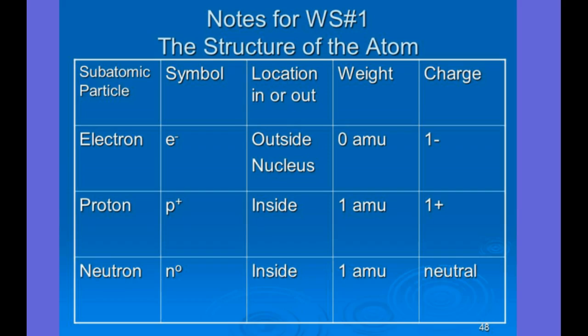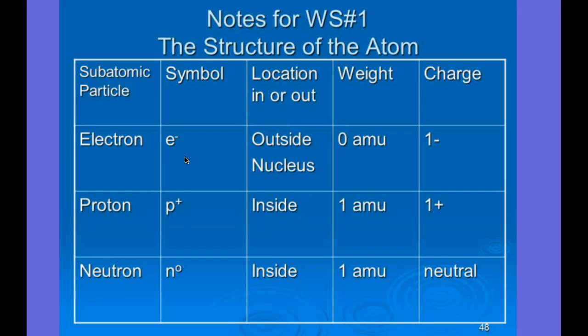They're a little quirky. So what I might ask you on a test is, do you know what the symbol for an electron, proton, or neutron is? So e, e minus, p plus, n with a naught. And where are these subatomic particles located? The electron's outside the nucleus, the proton's inside the nucleus, the neutron is also inside the nucleus.